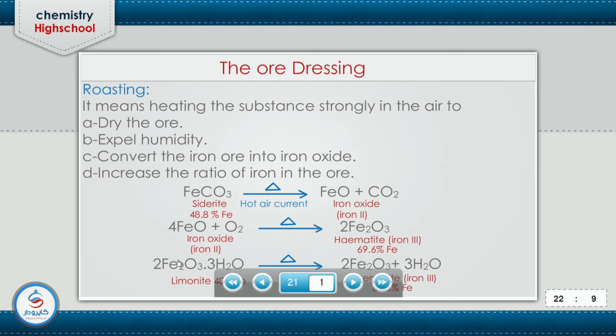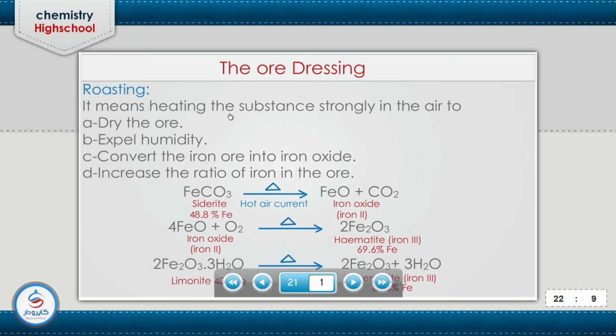According to the following equations. First equation: extraction of iron from siderite, which is ferrous carbonate, by heating in a hot air current. The heating of siderite gives ferrous oxide, iron 2 oxide. Then iron 2 oxide with oxygen, using heat in the hot air current, gives iron 3 oxide, which is called hematite. And limonite, by heat, converts to iron 3 oxide.